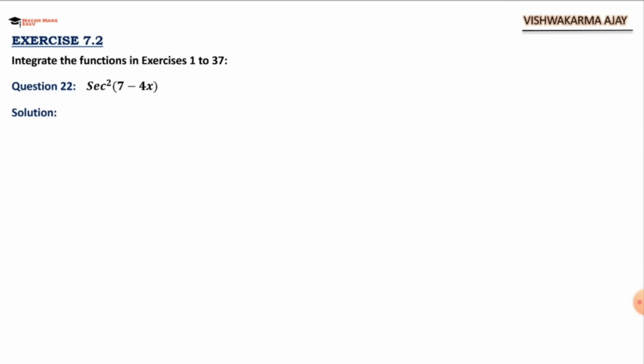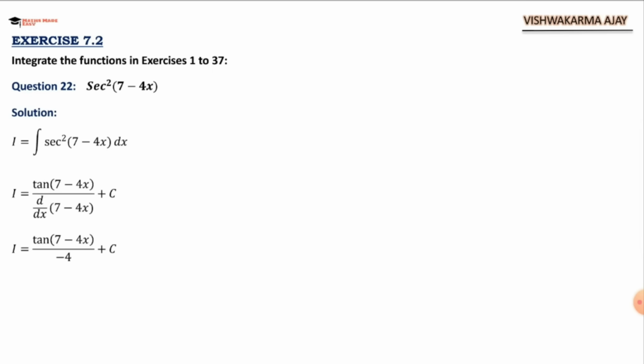Let's move to the next one. Sec square of 7 minus 4x. Same as before. This is already sec square. We know the integration of sec square is tan x. So let's apply: tan x whole divided by the derivative of the function. Any function it could be, we have to get the derivative of that function. This is an algebraic function. So I will write d upon dx of 7 minus 4x. Finally it is minus 4. That's it.